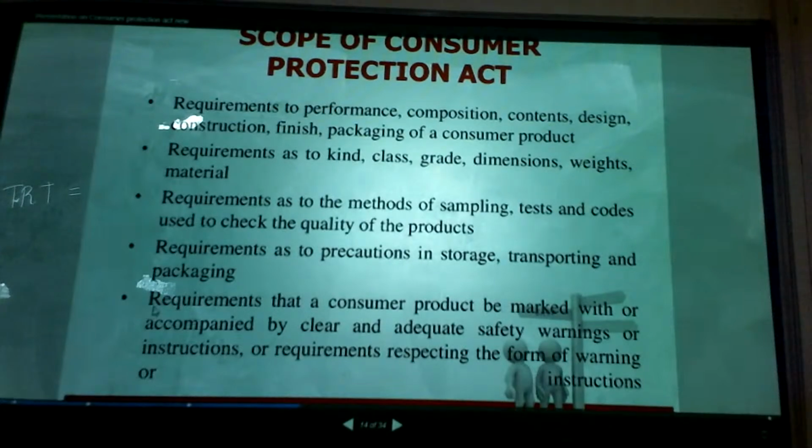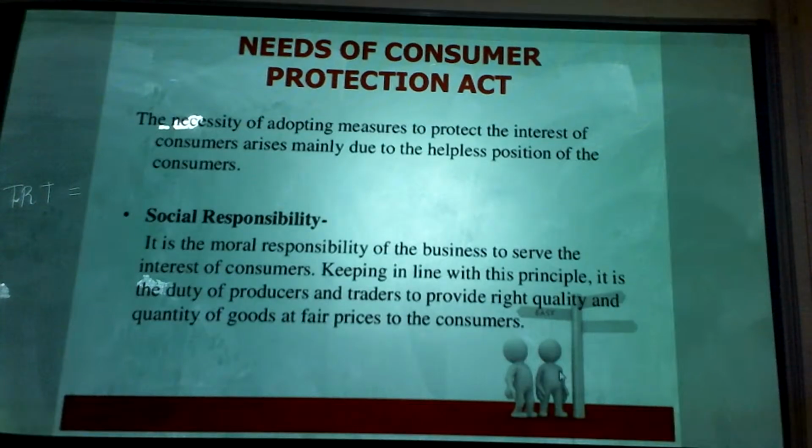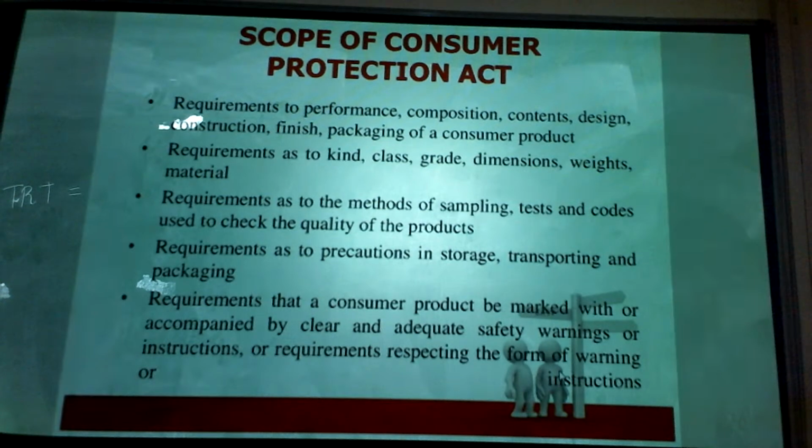The next one is the requirement that consumer products be marketed accompanied by clear, adequate safety warning instructions respecting the form of warning. So ultimately, the safety requirement, how to keep and how to use consumables, and the related information. Nowadays they are also using conditions. When you are purchasing goods, they sometimes mention instructions and conditions. So that also has to be available and must be mentioned on the product.